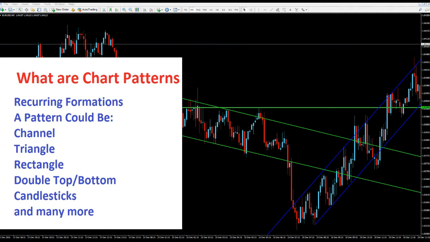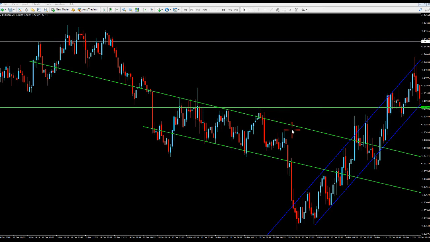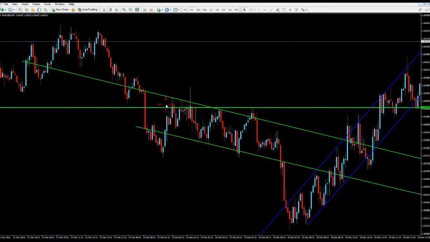For example, a pattern could be a channel, a triangle, a rectangle, a double top, and other candlestick formations. And I've already drawn some of those for you here. For example, you see we have one downgoing channel here, we have an upgoing channel here, we have a resistance line here that later became support. So these are all patterns.